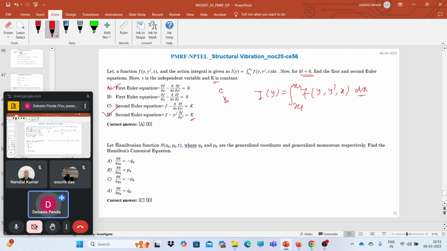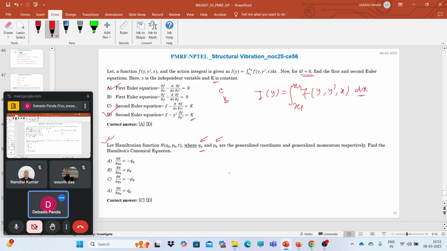Now, we have one more example. Let the Hamiltonian function be given, where qk and pk are the generalized coordinate and generalized momentum. Find out the Hamiltonian canonical equation. We need to express this in terms of generalized coordinate and generalized momentum.